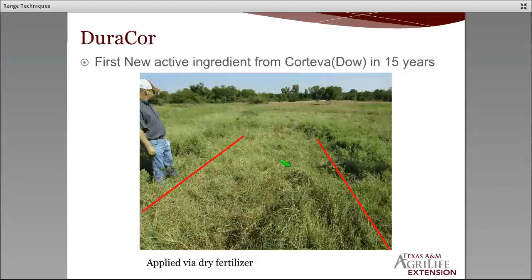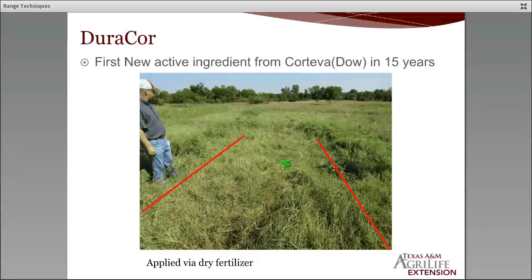So that's all the information I have on that product, that indaziflam. I'm excited to see it come into the range and pasture market, because I feel like it will offer a lot of advantages for pre-emergent weed and brush control.